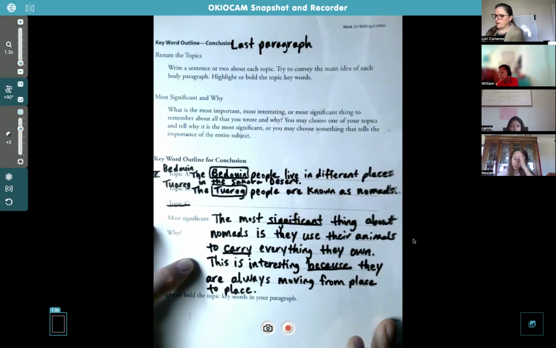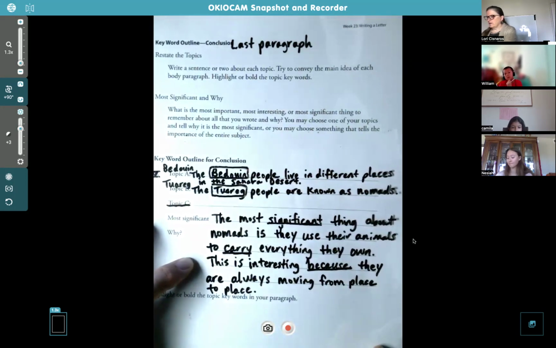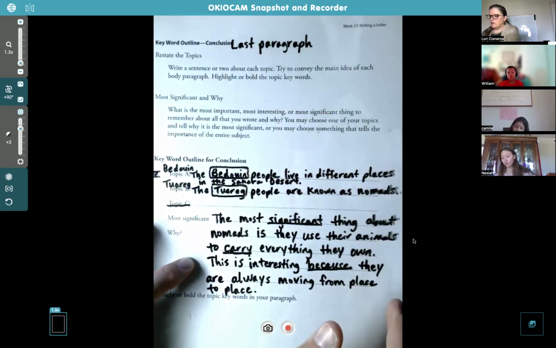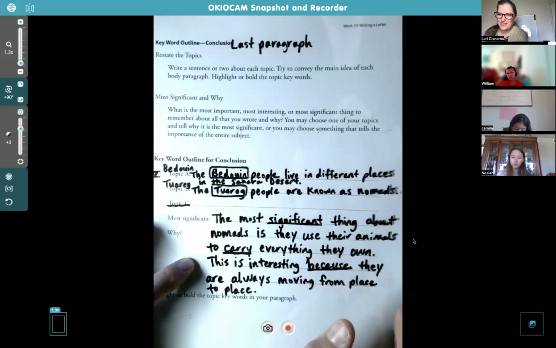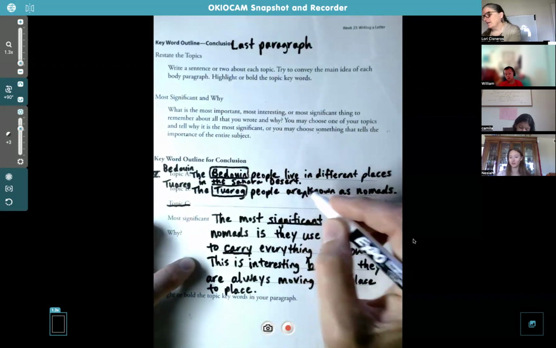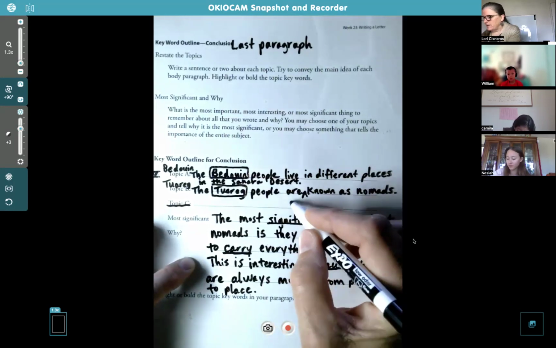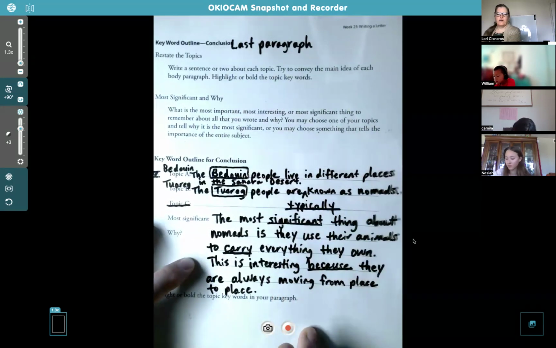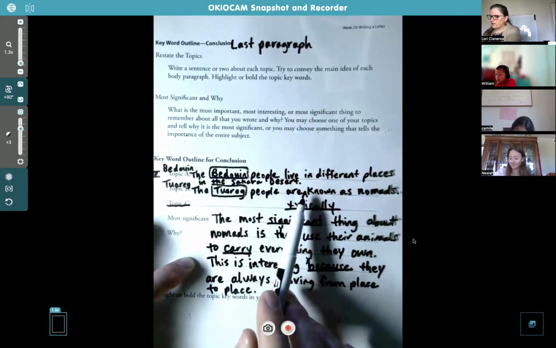I was just trying to see if we could find another spot for another dress up in here. I would say up here where we have the Tuareg people are known as nomads, we could put either the word usually known as nomads or I guess we could use our word of the day here, right? We could say typically. The Tuareg people are typically known as nomads. Let's do it. We found a spot. I'm going to put a little caret there. It's a little upside down mark. Typically. There we go. We found a spot.